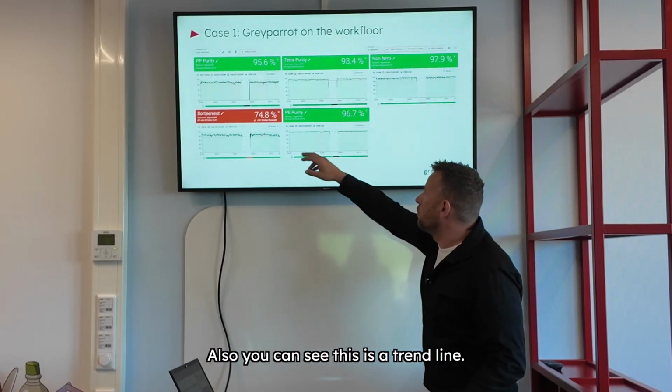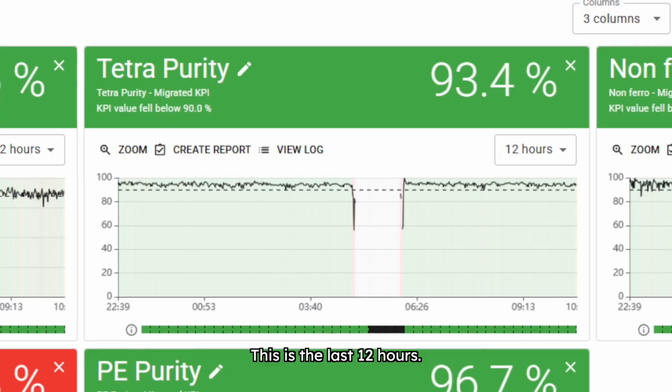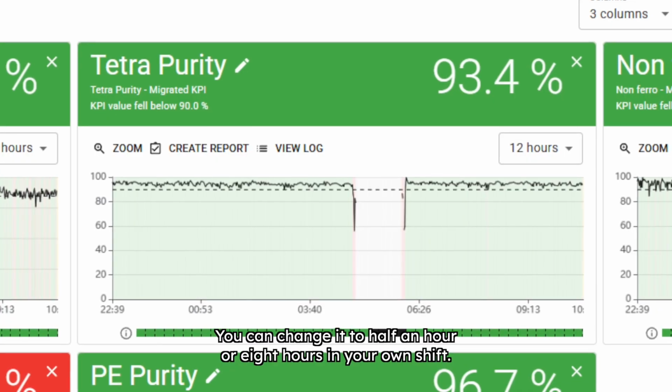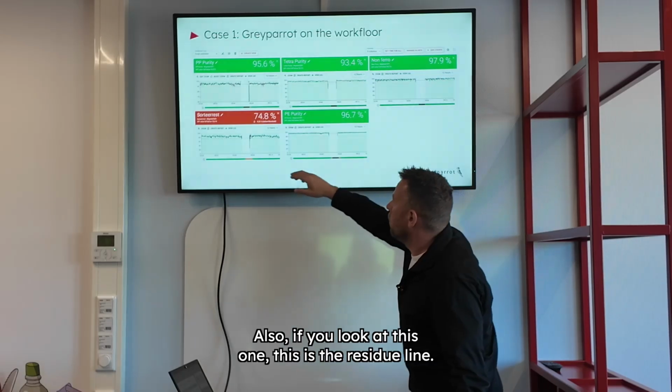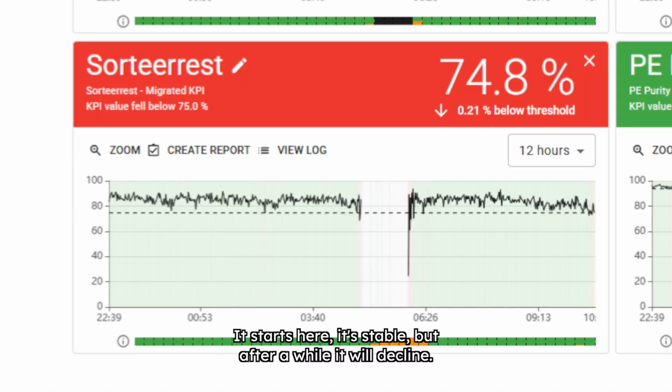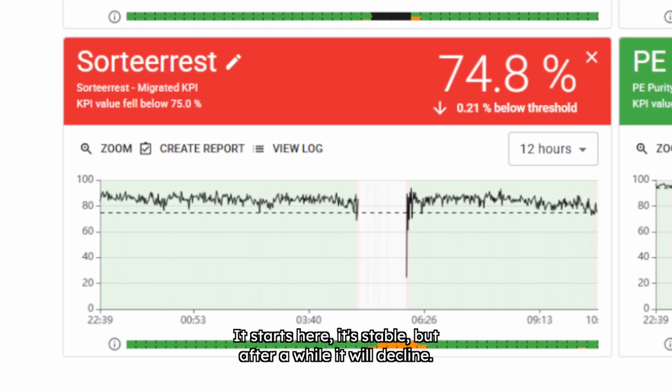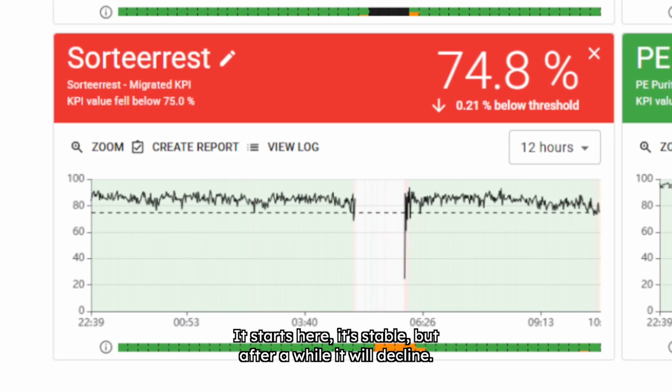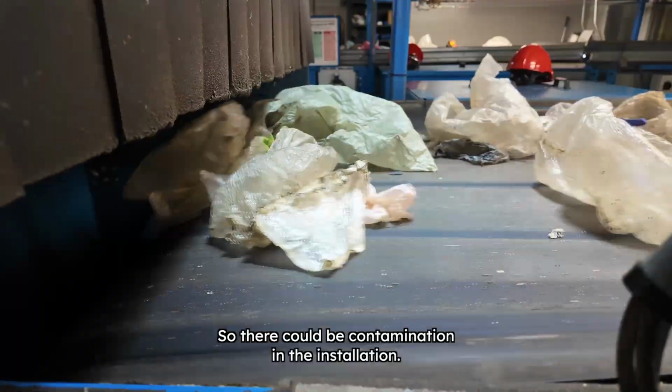Also, you can see this is a trend line. This is then the last 12 hours. You can change it to half an hour or 8 hours, your own shift. Also, you can see this one is the residue line. It starts here stable, but after a while it declines. So there could be contamination in the installation.